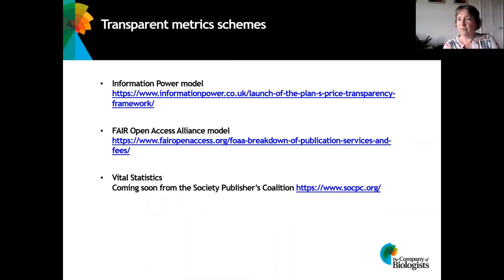The first model is the information power model, which has been endorsed by Plan S and focuses on editorial metrics as well as a price breakdown. The Fair Open Access Alliance model, which has also been endorsed by Plan S and is about how the APC is used to fund different author services. And then finally, one from the Society Publishers Coalition coming soon called Vital Statistics.